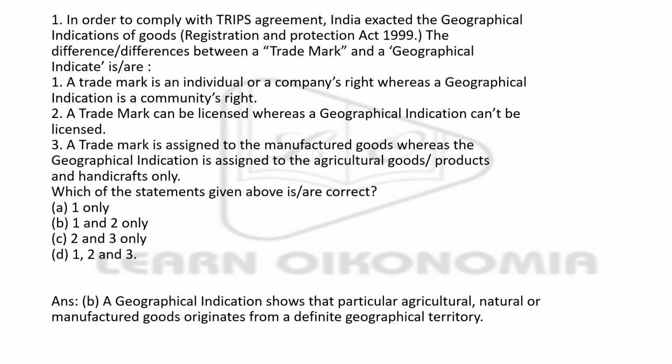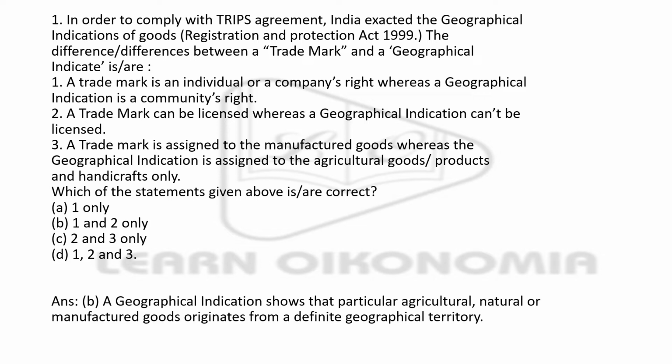In the first question, you are given certain statements, and all these statements are related to trademark and geographical indication. So what you have to do is read these sentences. The question is like this: in order to comply with the TRIPS agreement, India enacted the Geographical Indications of Goods Registration and Protection Act of 1999. The differences between a trademark and a geographical indication is or are.